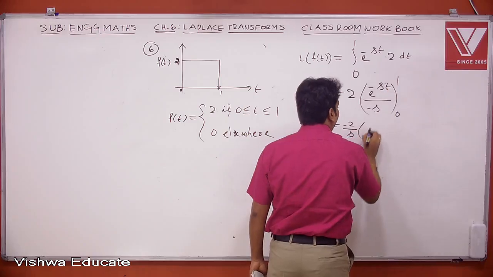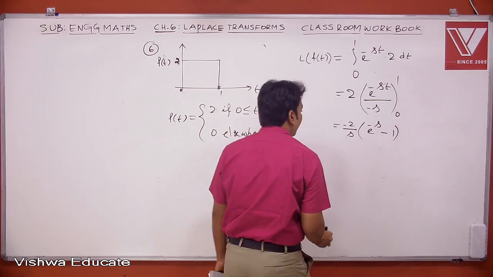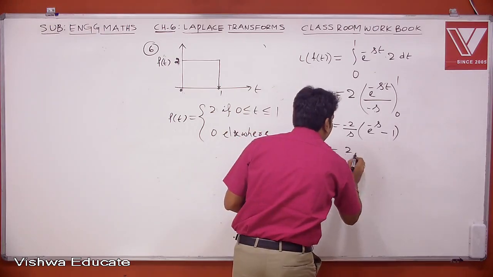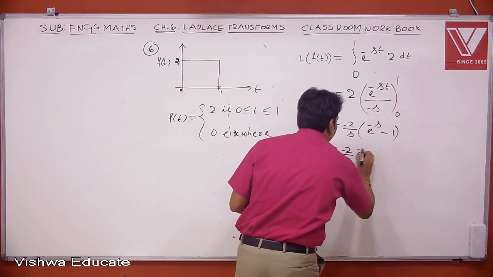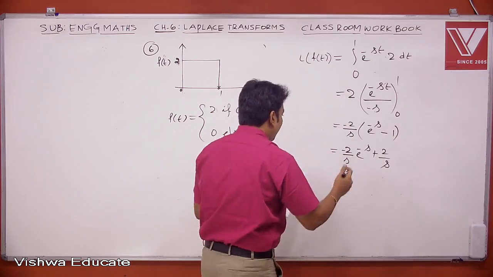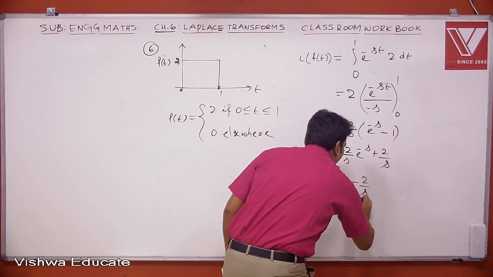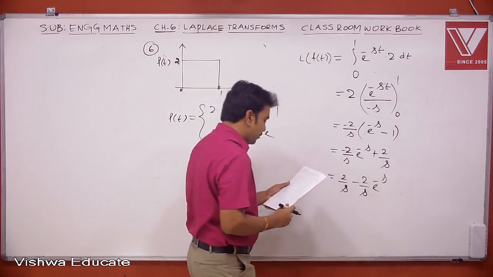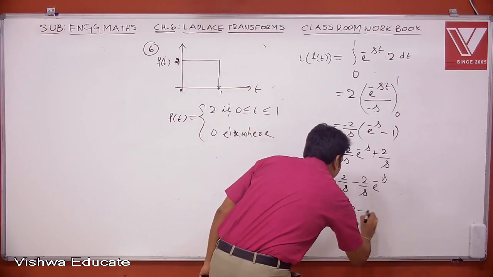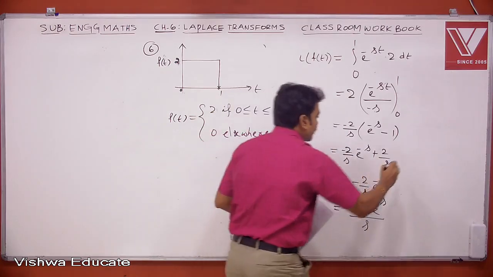Replace t by upper limit, you will get e power minus s. Replace t by 0, e power 0 is 1. Therefore this is nothing but minus 2 by s into e power minus s plus 2 by s. Or this is like this, 2 by s minus 2 by s into e power minus s. So therefore s is common, you can take. So you can do like this: 2 into 1 minus e power minus s by s. So it is option number C.